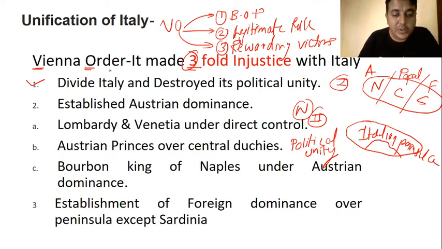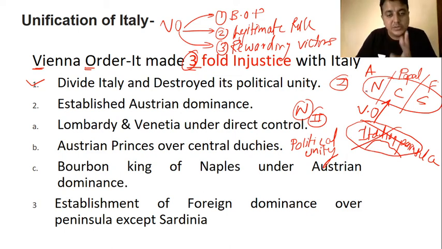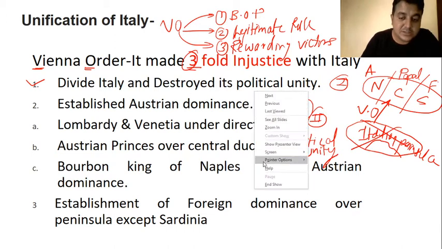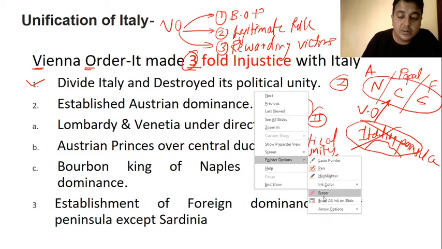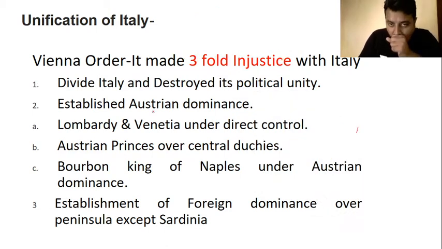What happened? Vienna Order went against it, reversed it, and destroyed its political unity. Clear? And divided Italy into the same three old parts, that is north under Austria, central under Papal State, and south under France. So this is the first injustice that Vienna Order did with Italy.